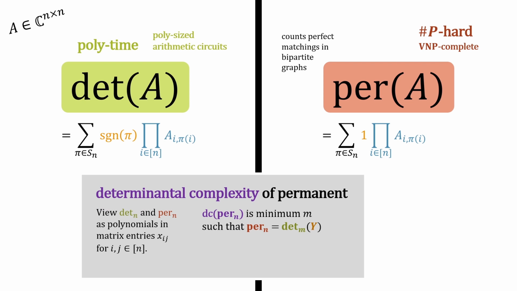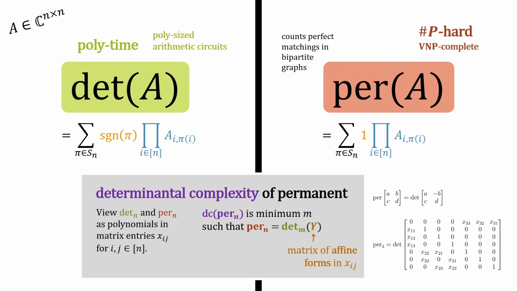A determinantal projection of the n-permanent now is just a matrix of affine linear forms in these n-square indeterminates, and the determinant of this matrix, which may be much larger than n by n, by the way, should equal the permanent. Here are two examples. And in general, a determinant of size 2 to the n minus 1 suffices for the n-permanent. But can we prove a lower bound? This would essentially prove P not equals NP in algebraic complexity. And all we know so far is a lower bound of n square by Mignon-Ressayre. So a permanent with side length n needs a determinant with side length n square.